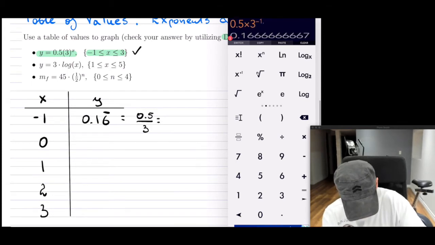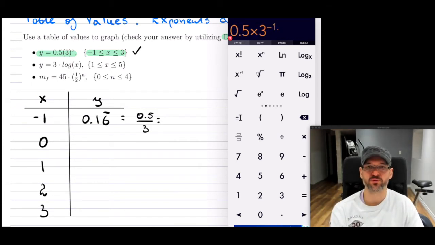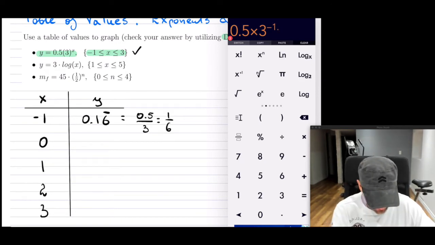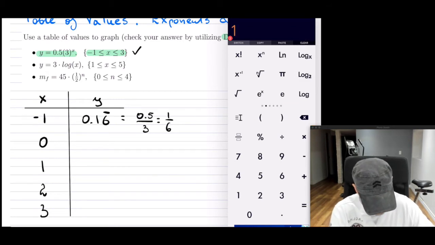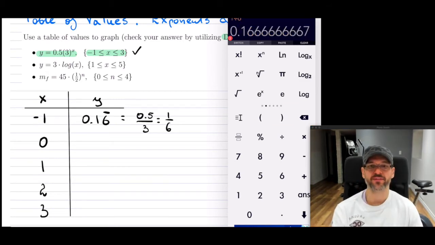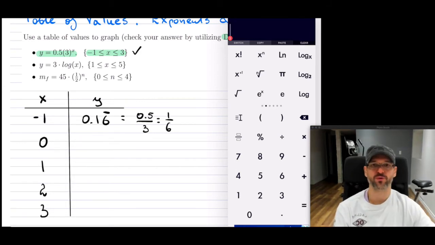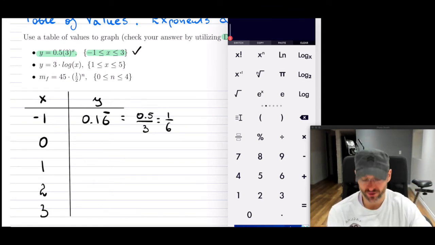And then I can transform this. 0.5 is 1/2, and 1/2 divided by 3 is 1/6. So let me clear it. 1/6, and you get that value. Now you don't have to do that, but I did it for myself because if I'm going to have to graph it, 1/6 is nice and easy to gauge where it will be between 0 and 1.